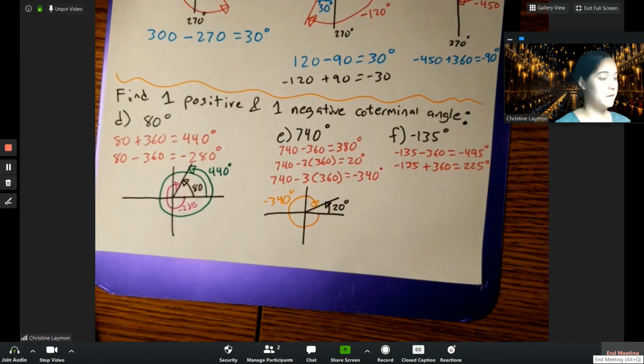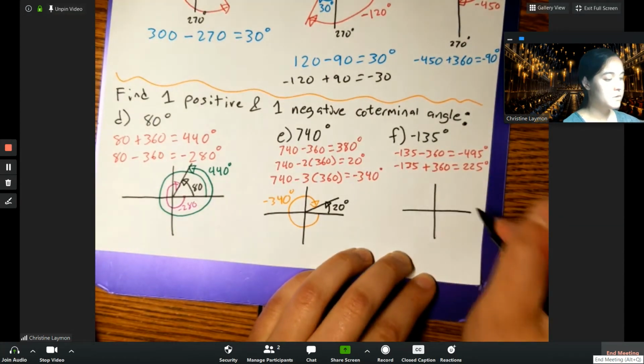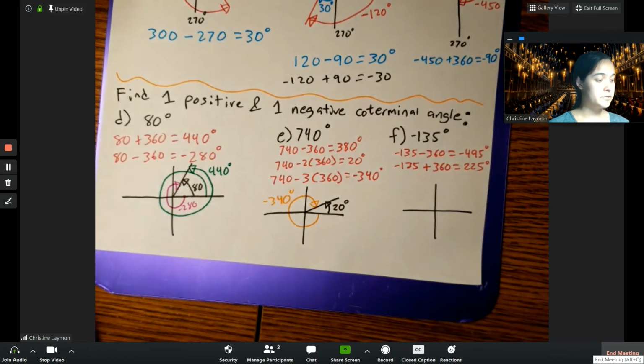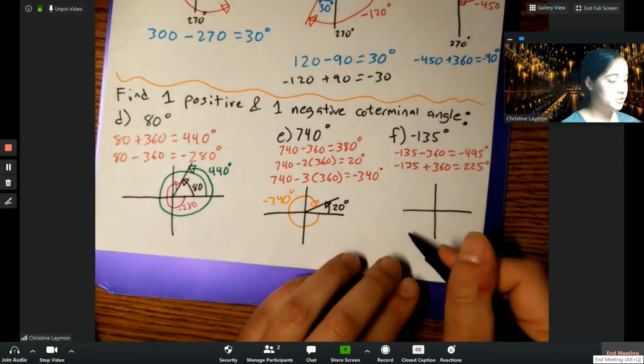Let's go ahead and put this down. So I'm going to do that positive version first. So again, 90, I have 180, 270, 225 is over here.